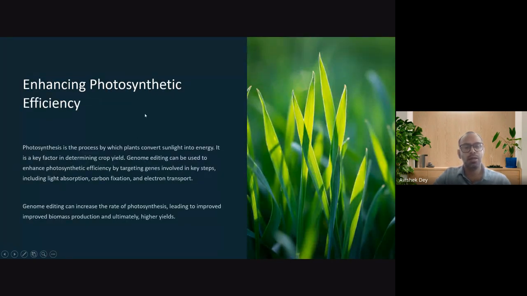Also, you can improve your photosynthetic efficiency in the plant. Again, as I told, several pathways are involved for the whole photosynthesis to happen. This includes a number of genes, lots of transcription factors. So you can play with those pathways, and you can actually produce plants which have higher photosynthetic activity.